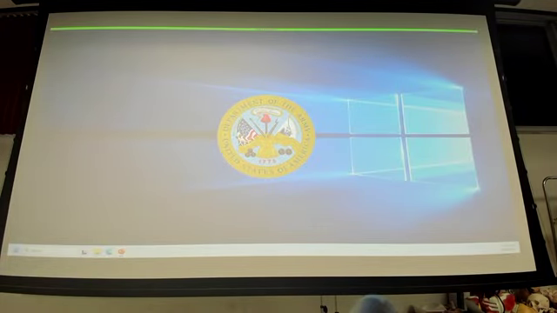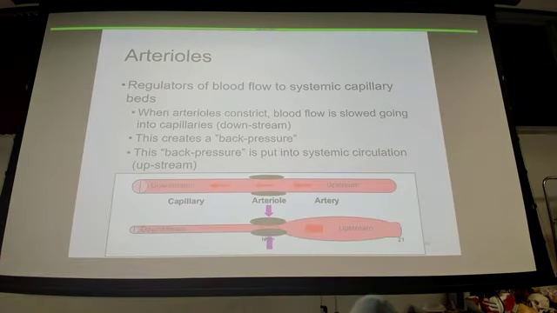Now, I had started the presentation like I had intended to, you would be seeing this. This one I got a few questions about. I want to make clear, back pressure doesn't mean back flow. When we clamp down those precapillary sphincters, which are those little black circles, we create a back pressure in the system. It's like we were kinking off a hose, but we don't get backwards flow of blood. Does that make sense to everybody?